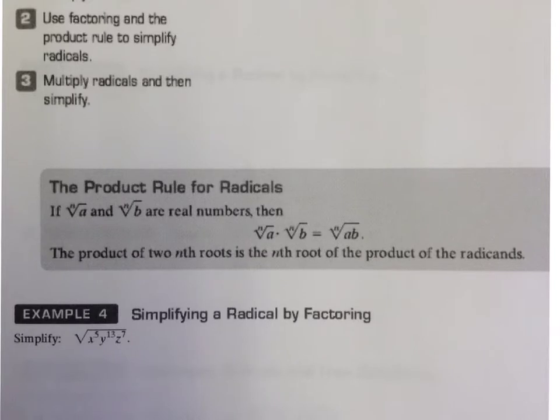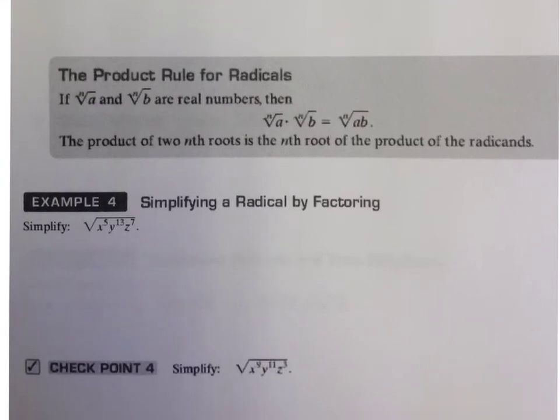The product rule says if you have the nth root of a and the nth root of b, and they are real numbers, then the nth root of a times the nth root of b equals the nth root of ab. So you can multiply underneath square roots. That's basically what this is saying. And you can go in reverse. If you have the nth root of ab, you can split it up into factors, the nth root of a times the nth root of b. And we're going to do both today.